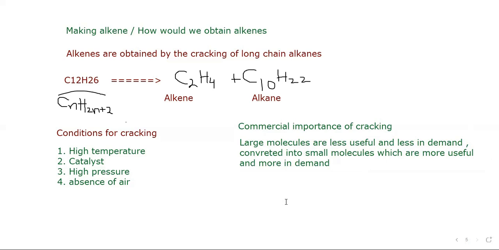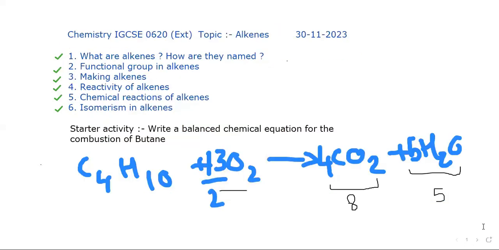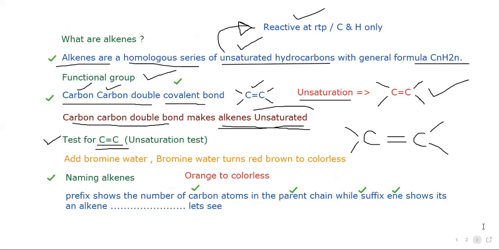So we are almost in the dying moments of the class right now. So I ask you to recap the class, to wrap up what we did tonight. In tonight's class, we learned about alkenes: first the functional group in alkenes, making alkenes, reactivity of alkenes, isomerism in alkenes, chemical reactions of alkenes. Then we learned what alkenes are.